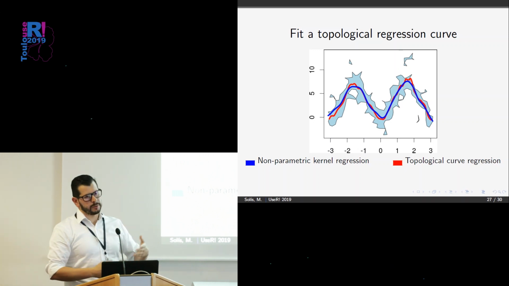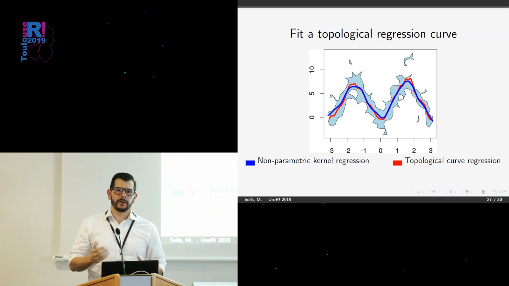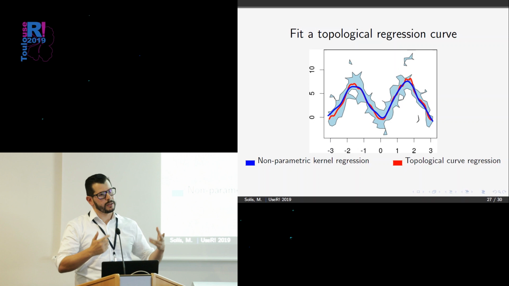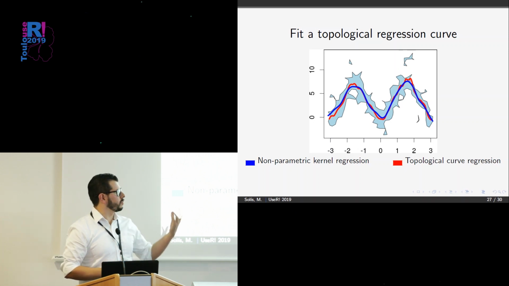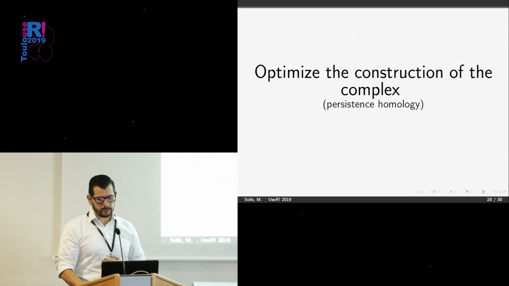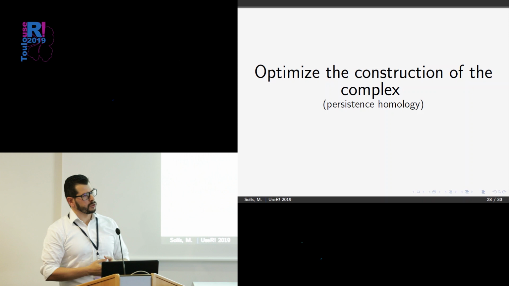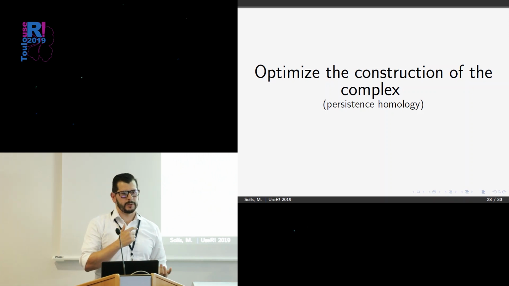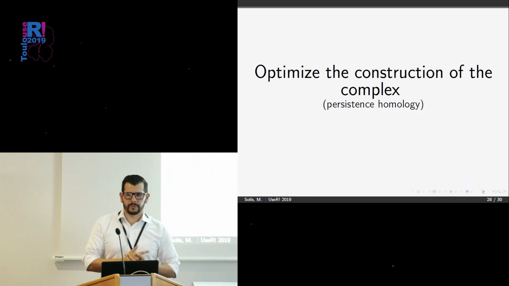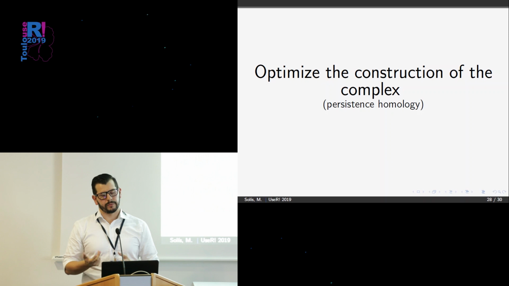This is very nice because we can create regression curves using topological ideas to solve statistical problems. Of course, we need to optimize the construction of the complex, because this complex is very hard to do on a computer.